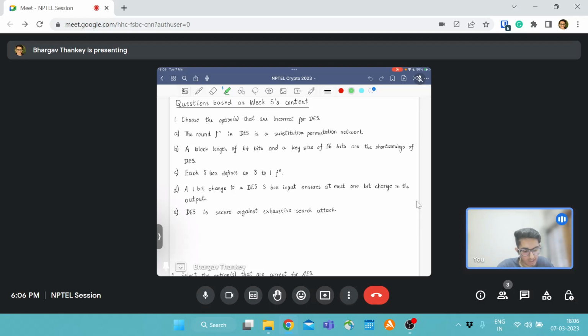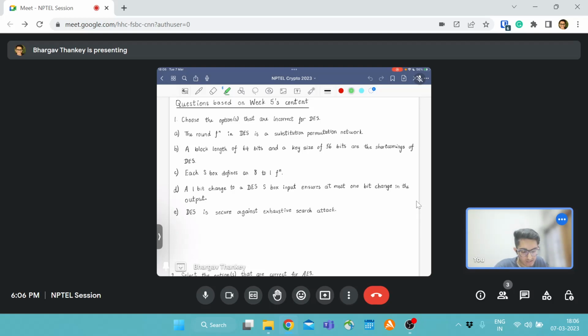Option B is a block length of 64 bits and a key size of 56 bits are the shortcomings of DES. Well, that is true because when DES was proposed, 2 to the 64 and 2 to the 56 were large numbers, but using the computational power that we have today, these numbers are not too large. And so, yeah, brute force attack can break DES, and that won't take too much time. So B is also correct.